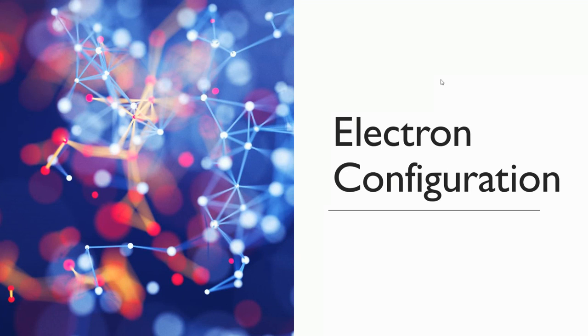Today I want to talk to you about electron configuration. This is a lesson that I put together to kind of simplify a very abstract concept. The word configuration means some sort of arrangement, or how the electrons are set up. And that's exactly what we're going to talk about today: how electrons are set up within an atom.